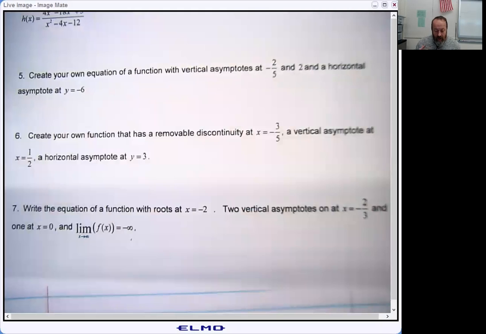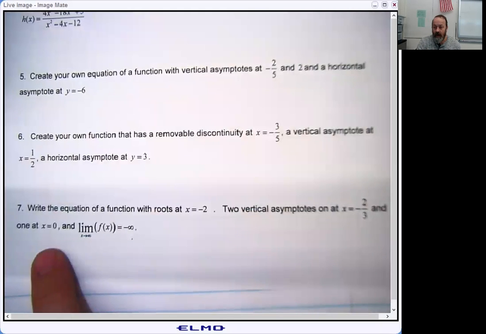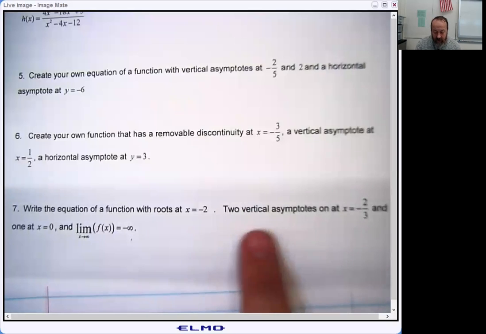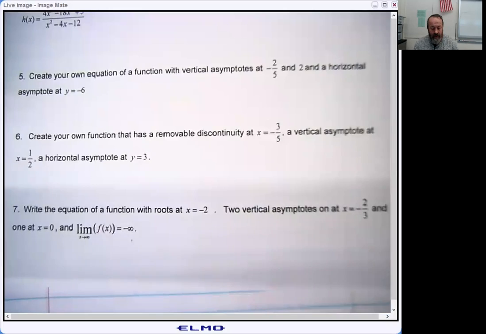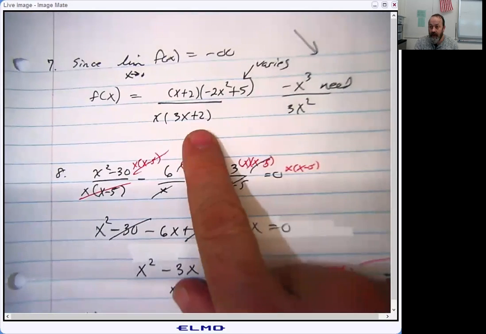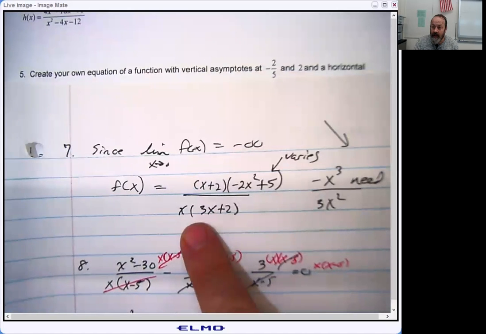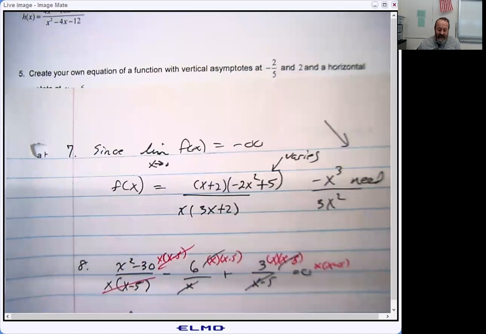Now, next, we also want to have a root at 0. Well, that immediately shows me that I'm going to want to have something. Let's see, let me double check that. Oh, it has 2 vertical asymptotes, one at -2/3. That's going to be 3x plus 2. And another one at 0. That's going to be an x. And here's the last one.